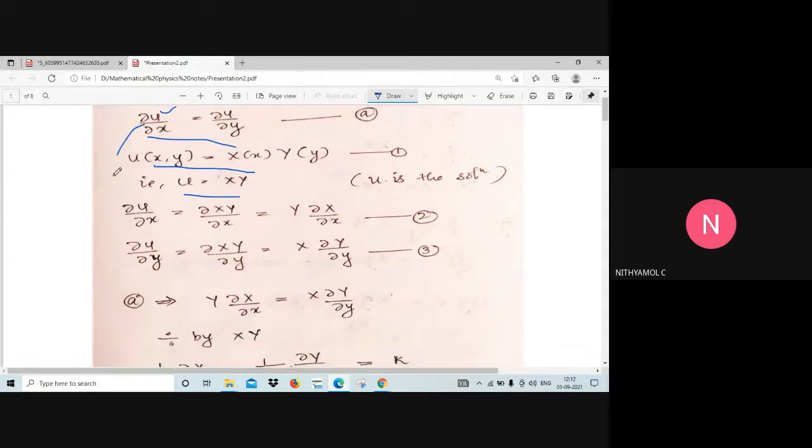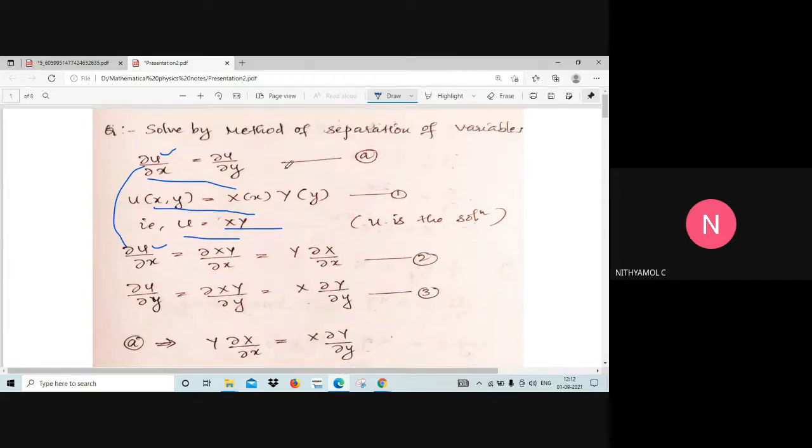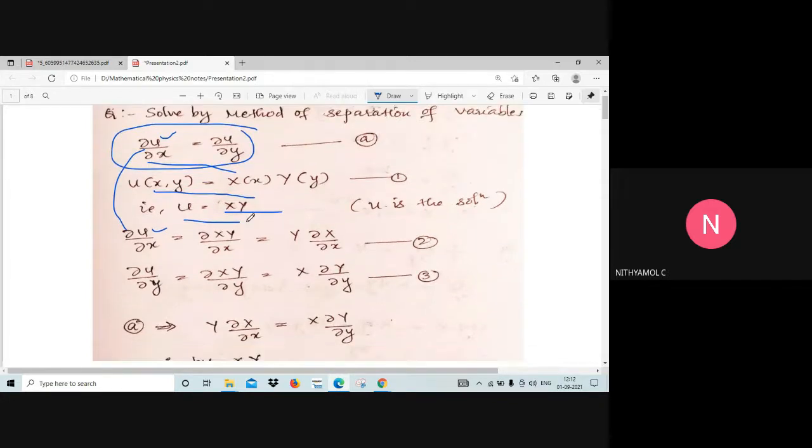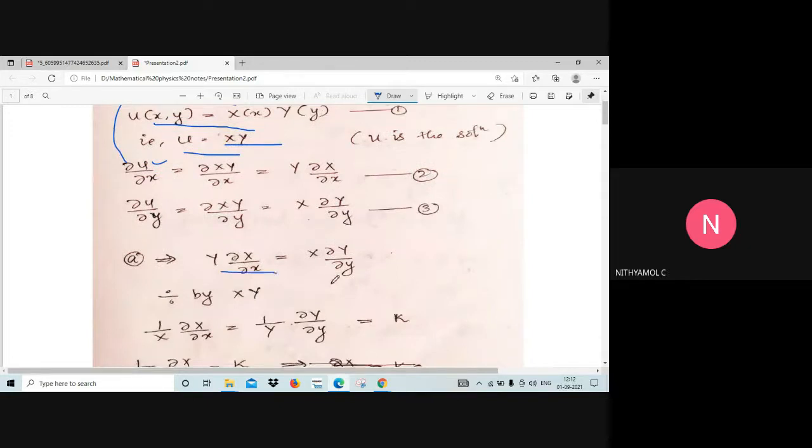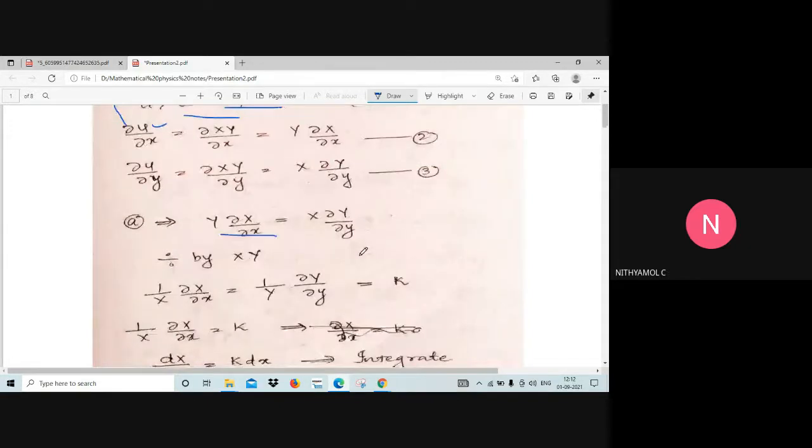First, dou u by dou x can be written as dou XY by dou x, because u is XY, instead of u, I substitute XY, and that is Y into dou X by dou x. Then dou u by dou y can be written as dou XY by dou y, which is equal to X into dou Y by dou y. That is equation number 3. Now equation A becomes Y into dou X by dou x equal to X into dou Y by dou y.